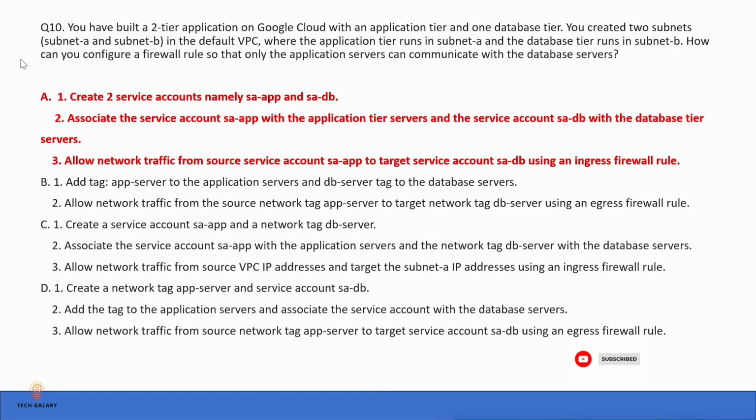This option is incorrect because using a network tag for the application servers and a service account for the database servers does not provide the desired access control between the two components. Additionally, creating an egress firewall rule to allow traffic from the application servers to the service account does not restrict the traffic to the specific database servers. So this option is incorrect.